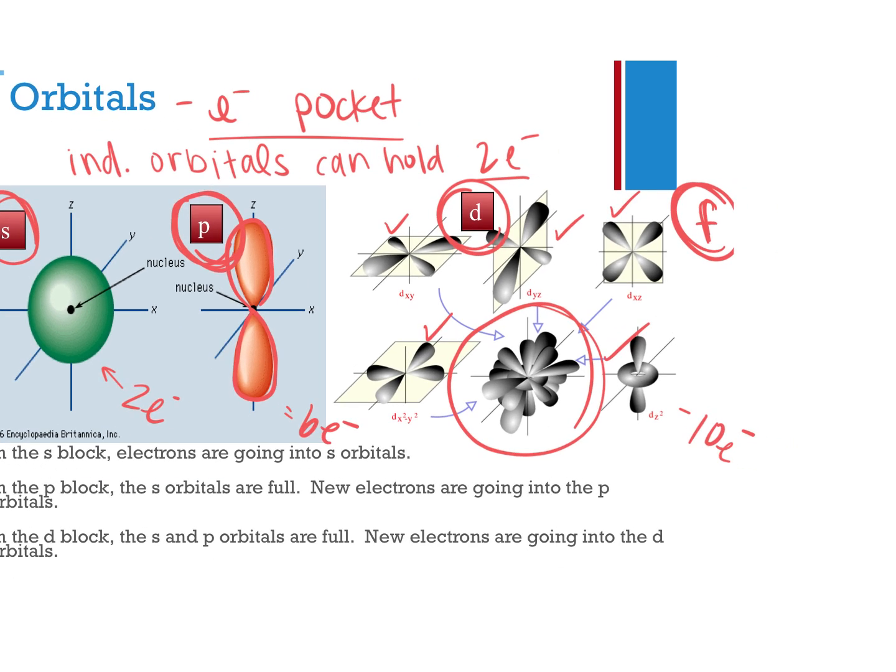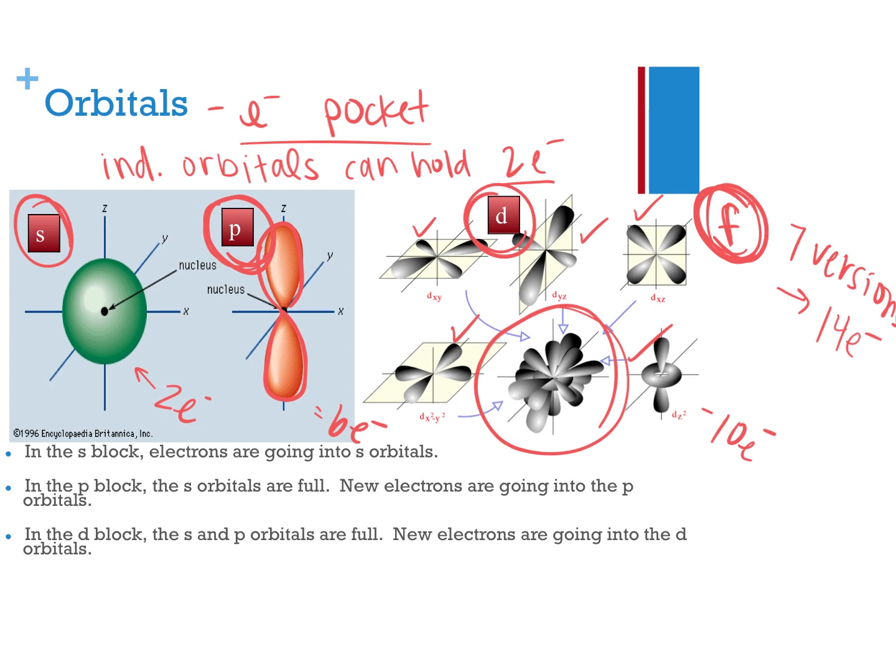And then the f orbitals, I don't have a picture of those because they get even more crazy. There are 7 versions of the f orbitals, and so they can fit how many electrons? 14 electrons, right? Because each version can hold 2. What's the one in the bottom right? This one right here, that's one of the 5 versions of the d orbitals. Okay, so it just looks a little funny. So if you put them all together, this is what they look like.